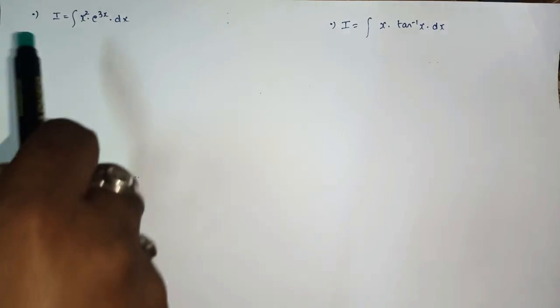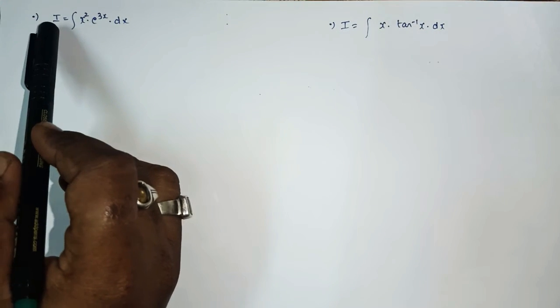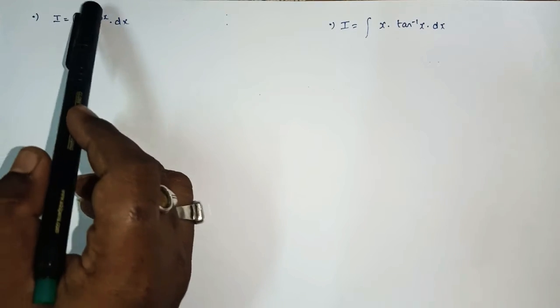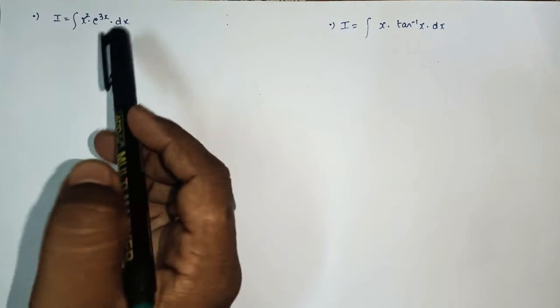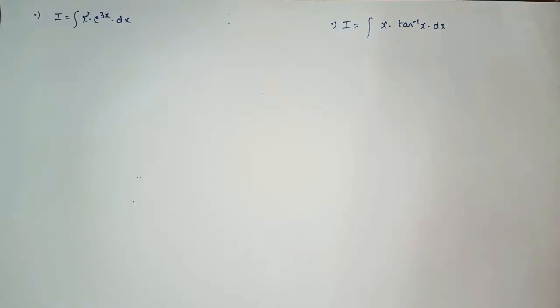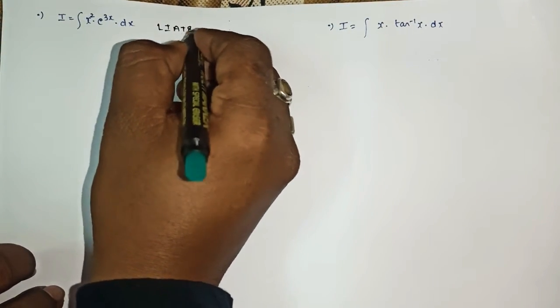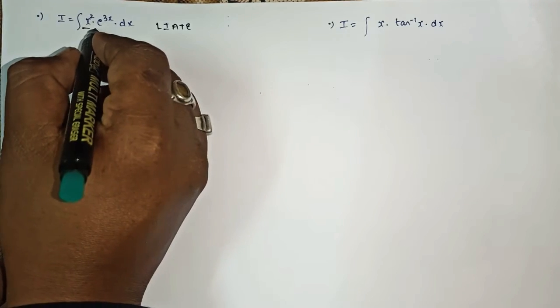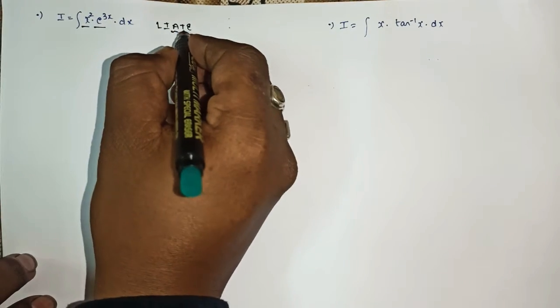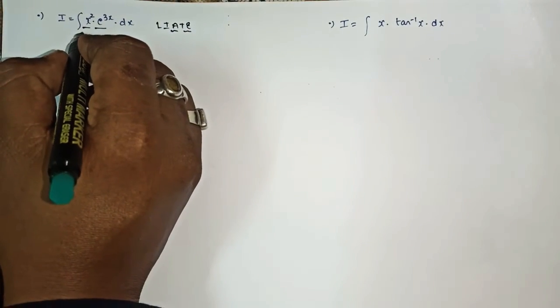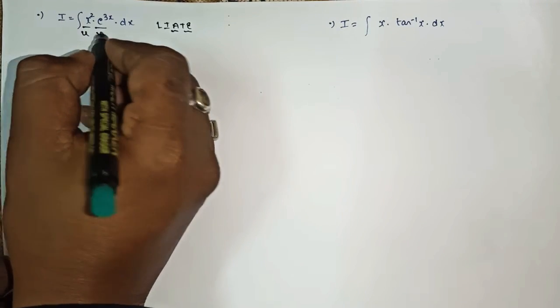Okay, so let's move on to the next sum. Here it says that I equals the integral of x square into e raised to 3x. So according to the property, LIATE. This is an algebraical term and this is exponential. Algebraical and exponential, so A comes first. So we'll consider this as u and this as v.